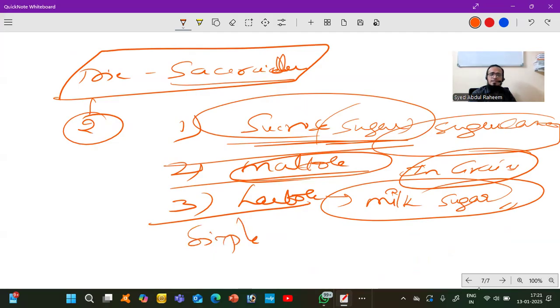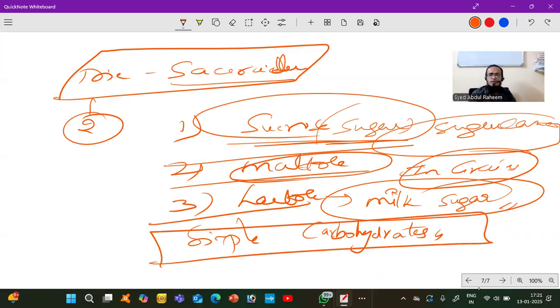These are also known as simple carbohydrates. Simple carbohydrates mean they are easily dissolvable in water. So disaccharides and monosaccharides are simple carbohydrates. The body can utilize them easily, and they are easily water dissolvable.